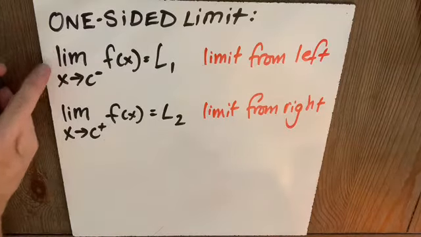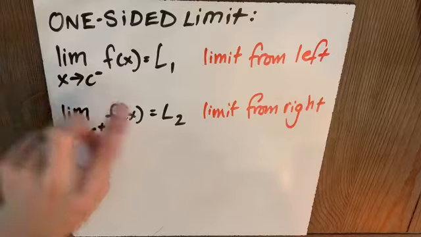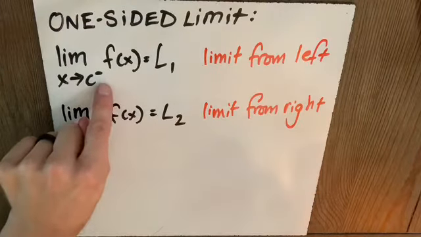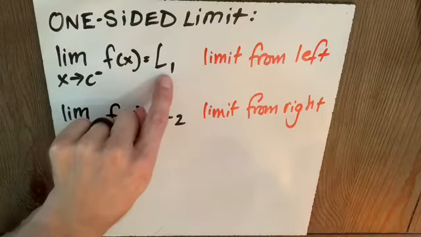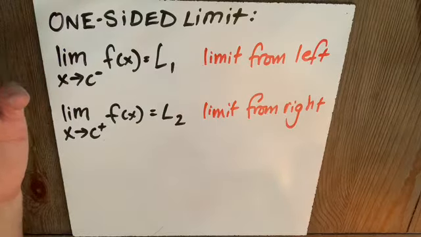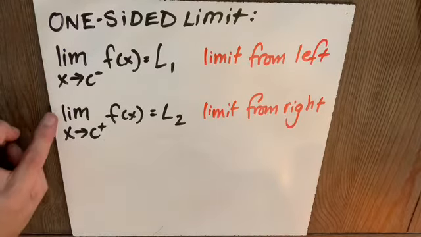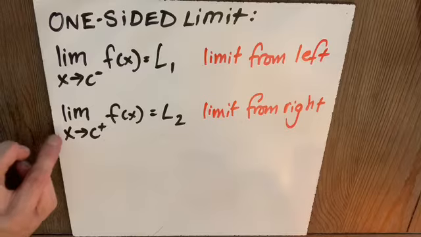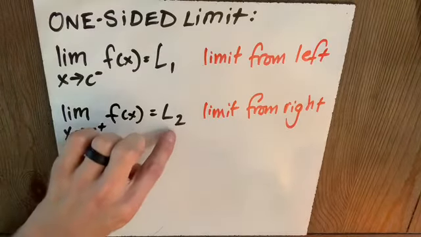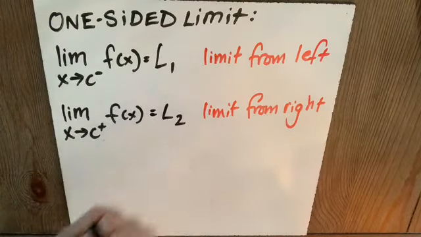Look, the limit as x approaches c from the left, that means a little bit less, is some value, L1. In our previous example, it would be negative 2 from the left. And the limit as x approaches c from the right is some other limit, L2. That's the limit from the right.